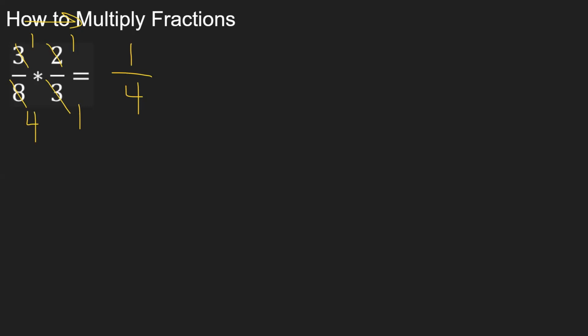I would recommend getting in the habit of cross-canceling first, particularly when the numbers are larger, and when you multiply, you get very large numbers, and then having to put that in simplest form can sometimes be challenging.